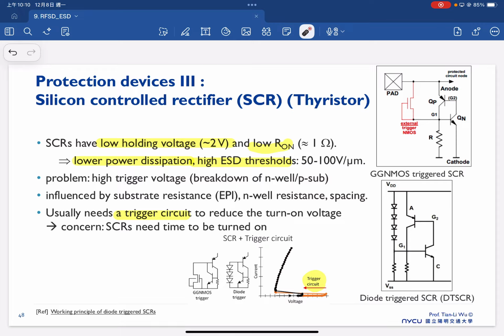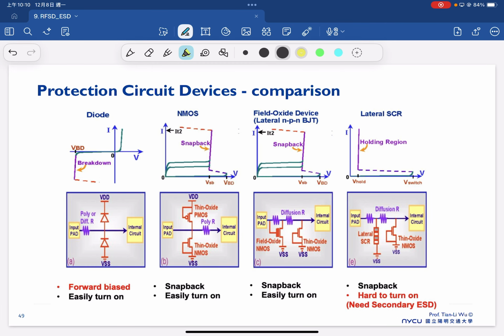So here is a summary comparing the different protection devices. We have been talking about the diode. Of course, there are many different protection devices, and they are getting more and more complicated. But in this lecture, we'll only introduce the basic ones. The basic ones are already enough to understand the purpose and the design strategy for ESD. So we have these diodes, which are very often used, and we also have the MOS, and also the lateral SCR. These are all very often used for our protection circuits.